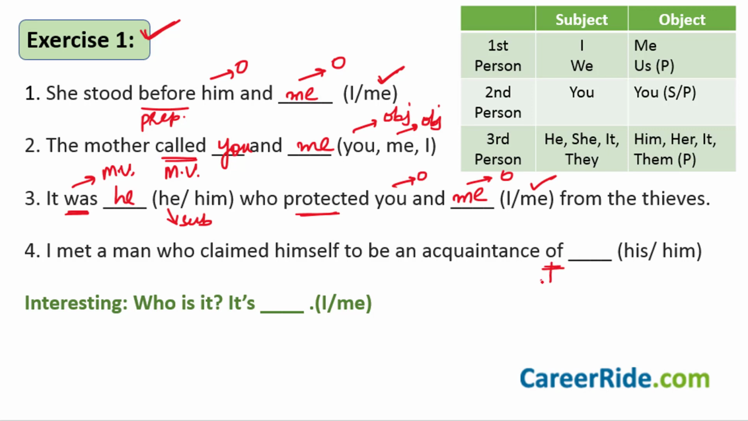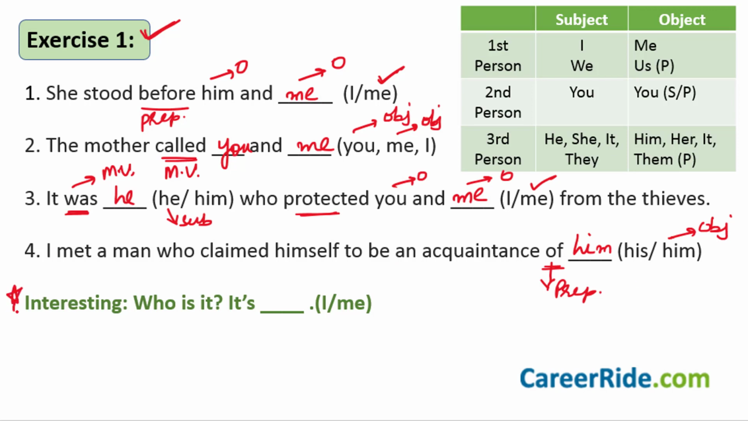Of is a preposition I see here. And after the preposition, we have learnt it should be the objective case. And the objective case is him. Right? And the objective case is him here. So, acquaintance of him.